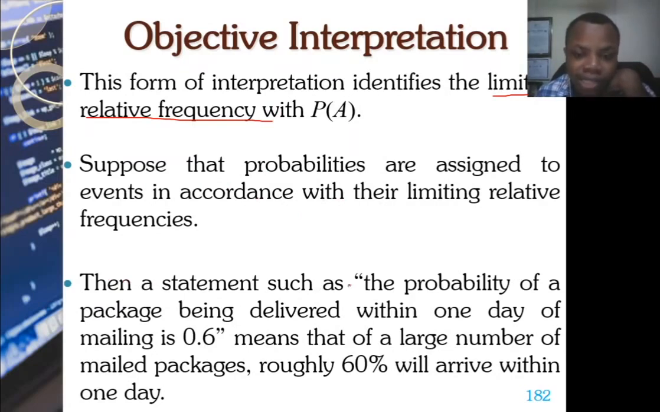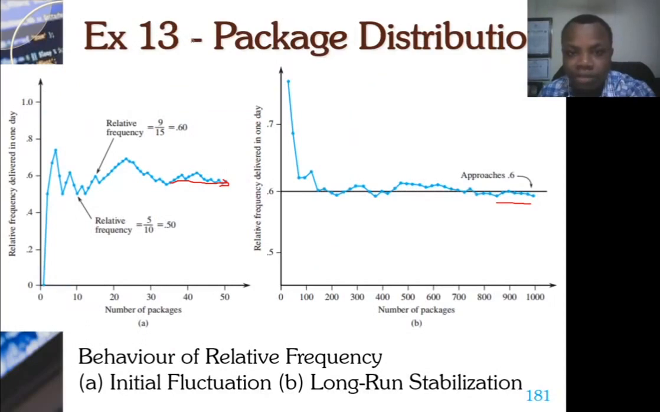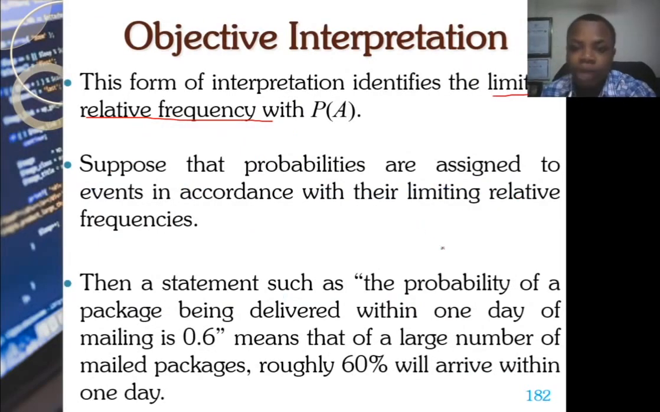Then the statement such as the probability of a package being delivered within 1 day of mailing is 0.6. Now remember that with this example, we came out that as we look at it from the long run perspective, the probability tends to converge towards 0.6. So in the long run, we could say that the probability of a package arriving within the region within 1 day is equal to 0.6.